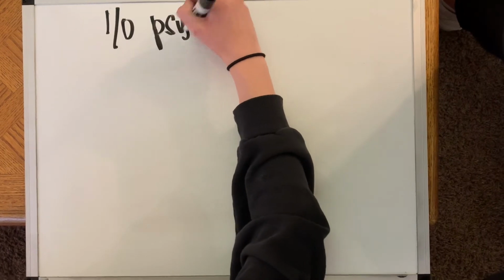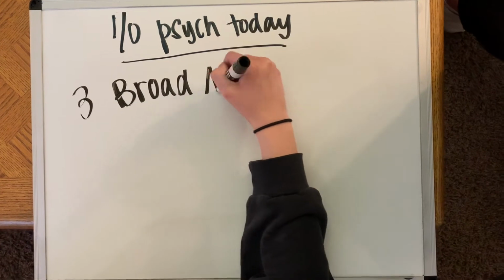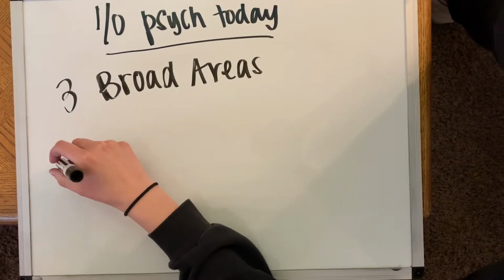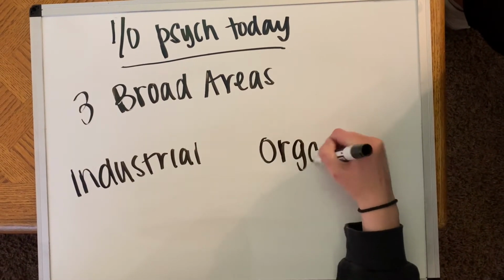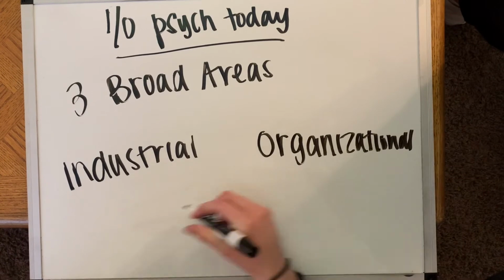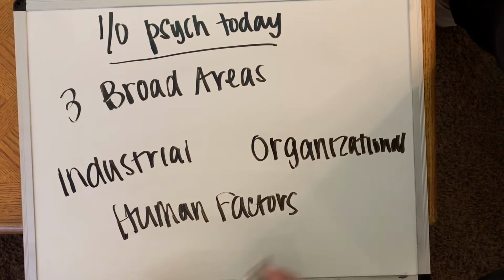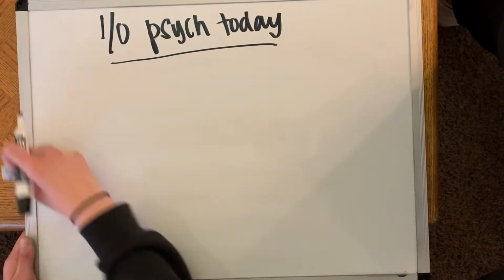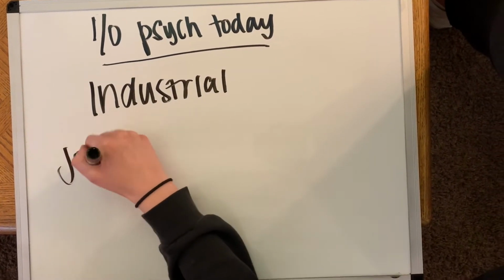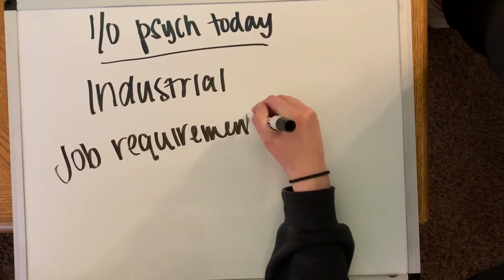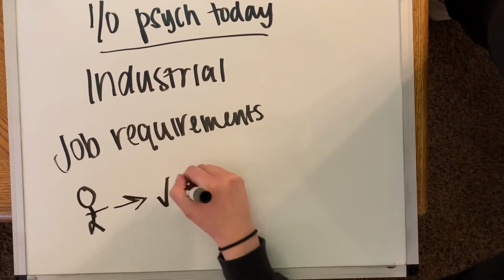Okay, now we're going to talk about IO-Psych and what it looks like today. So there's 3 broad areas of IO-Psych today. There's the industrial side, which is what we're going to talk about first, and then we'll go over the organizational side, and then we will talk about the human factor side. So industrial is concerned with describing job requirements and assessing individuals for their ability to meet those requirements.